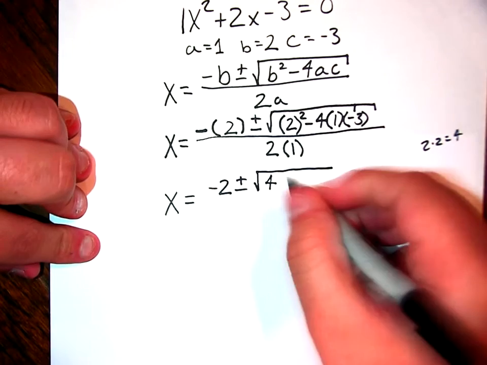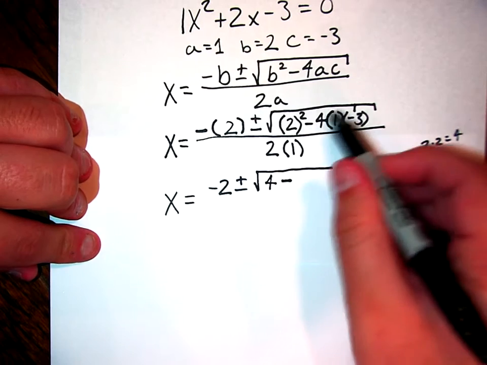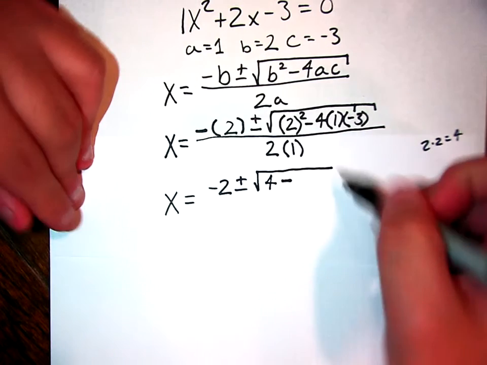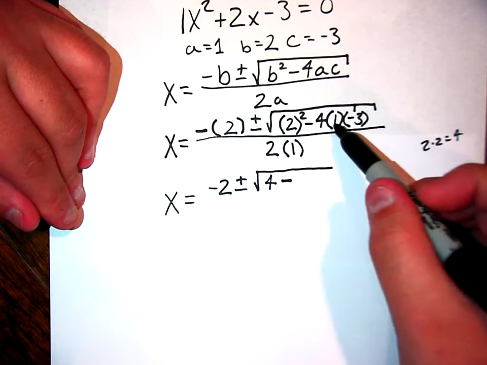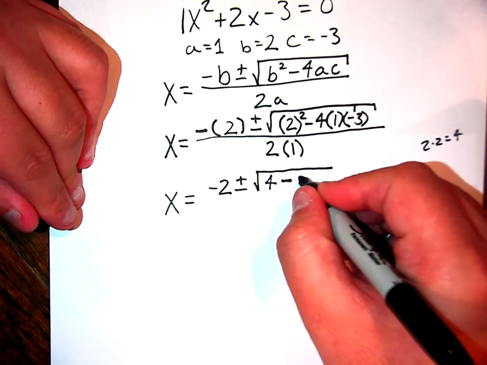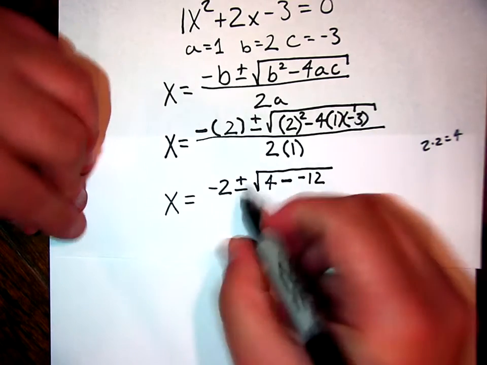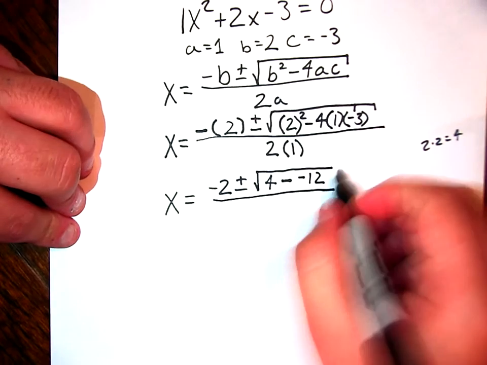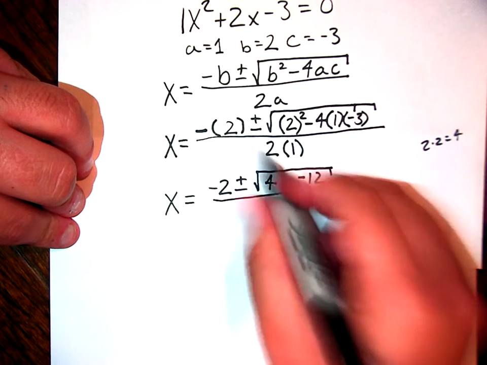Okay, and next we have minus and then this whole term. Okay, now I know that 4 times 1 is 4, and then 4 times negative 3 is going to be negative 12, so I'm going to put a minus negative 12 there. Okay, and all of that divided by 2 times 1, the bottom here, and that's just going to be 2.